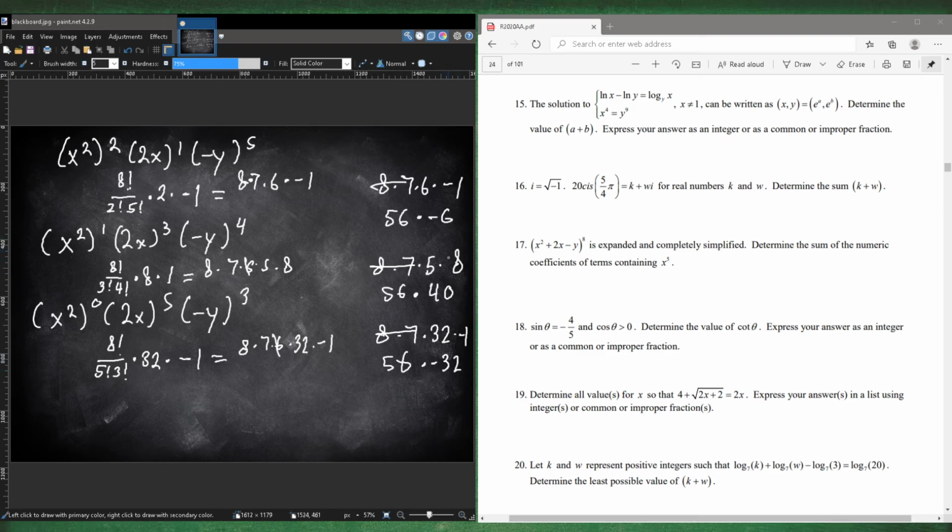Since we're adding them, basically we just ignore the 56 and add these numbers. Negative 6 plus negative 32 is negative 38. Negative 38 plus 40 is 2. And then 2 times that 56 that we left out equals 112. And that is your answer for number 17.